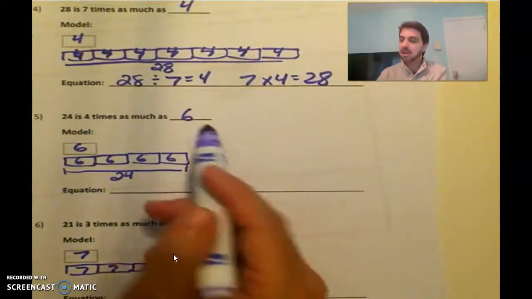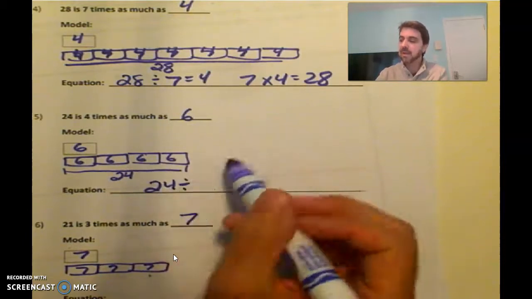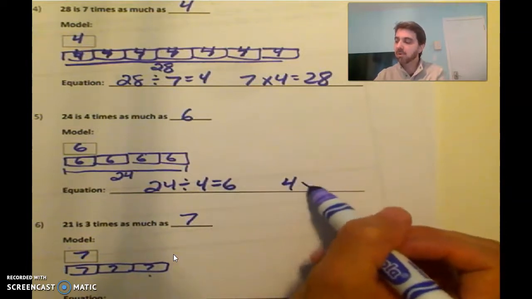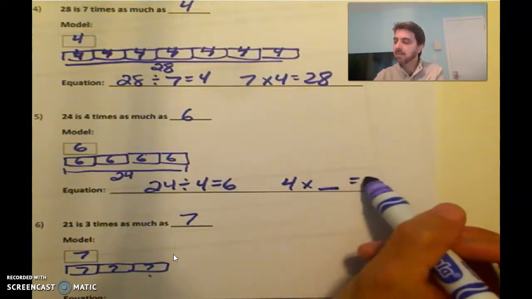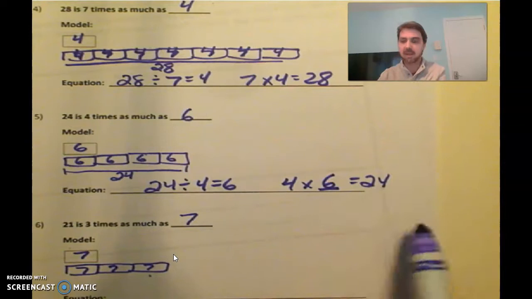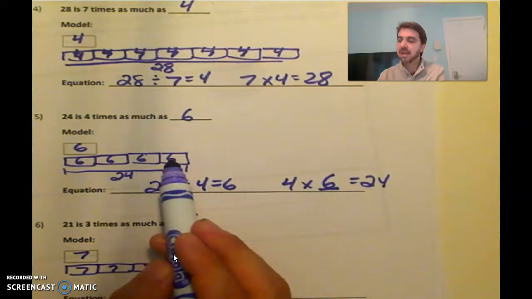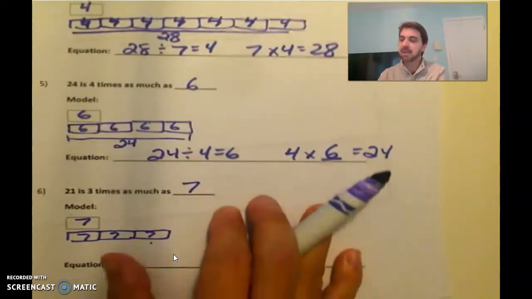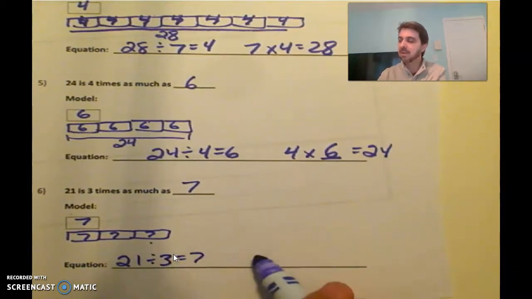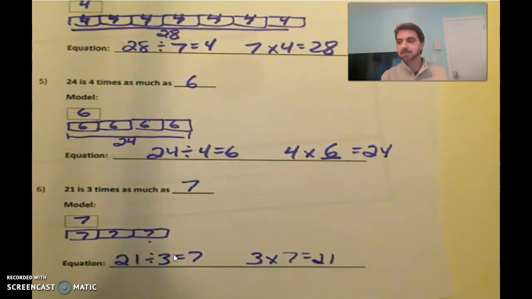Here, the answer is 6, and your equation could have been 24 divided by 4 equals 6, or 4 groups of, say, something equals 24, and it ended up being 6. Because we knew we had 4 groups, and we knew the total was 24. So this is 4 times greater than 6. And then the last one would be 7. So 21 divided by 3 equals 7, or 3 groups of 7 equals 21. Either of those could have worked.